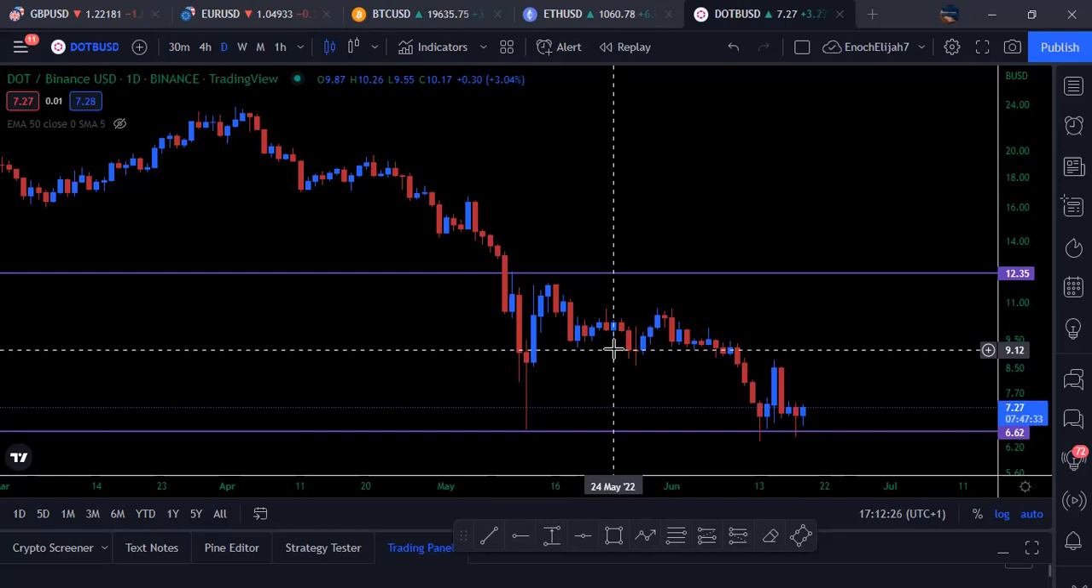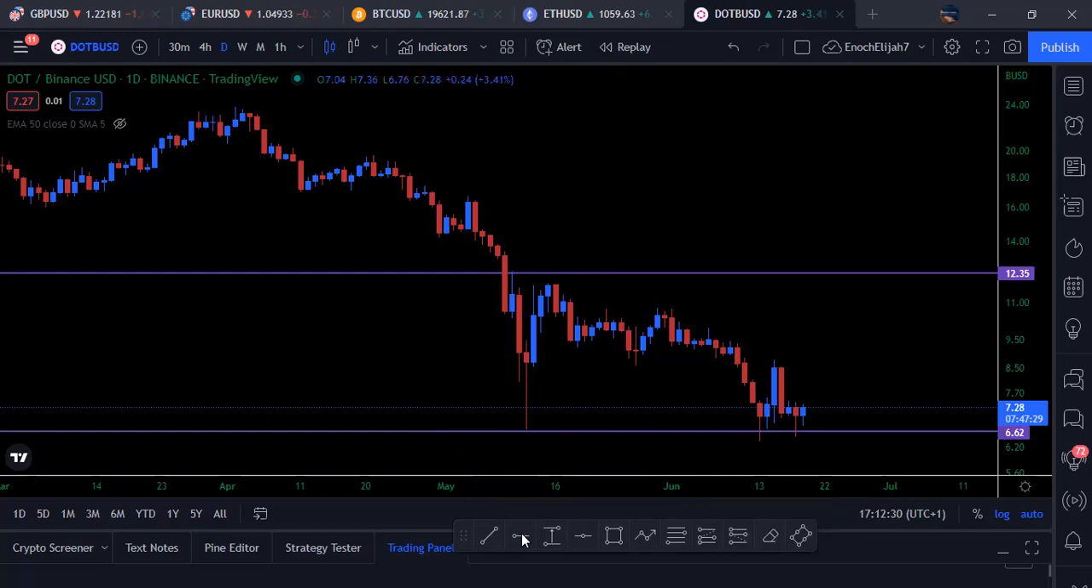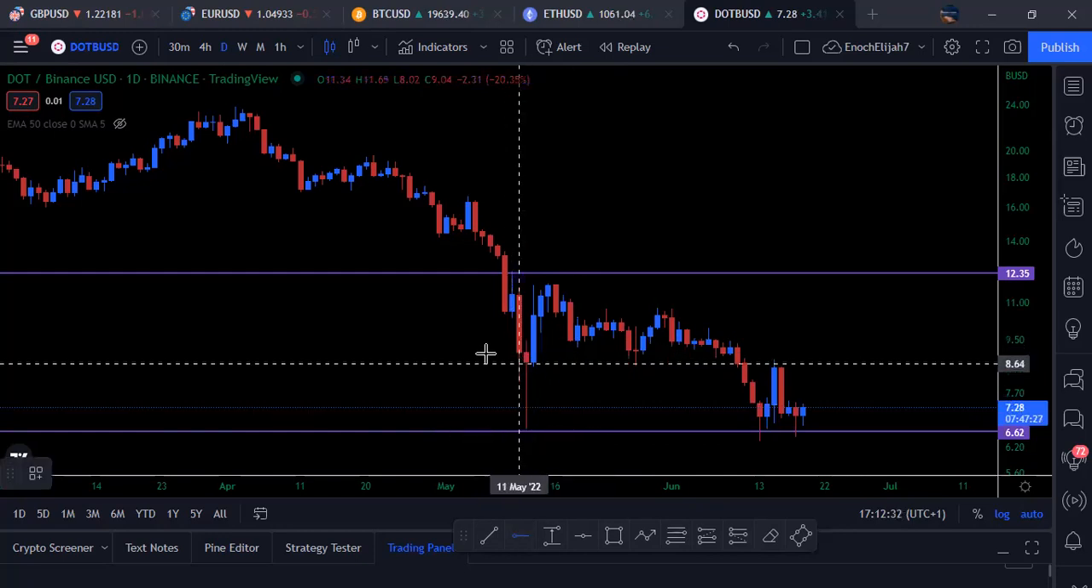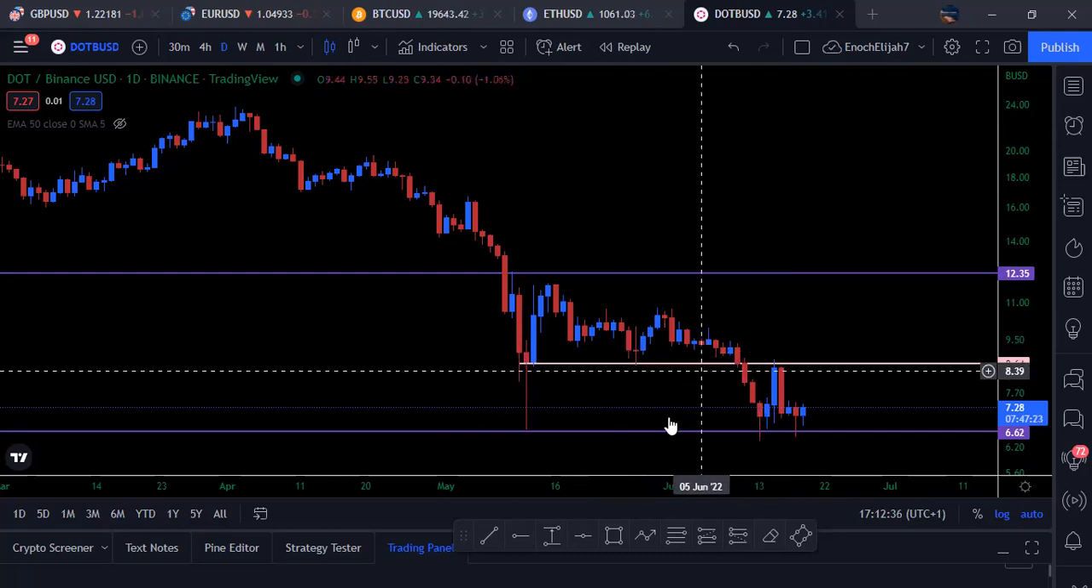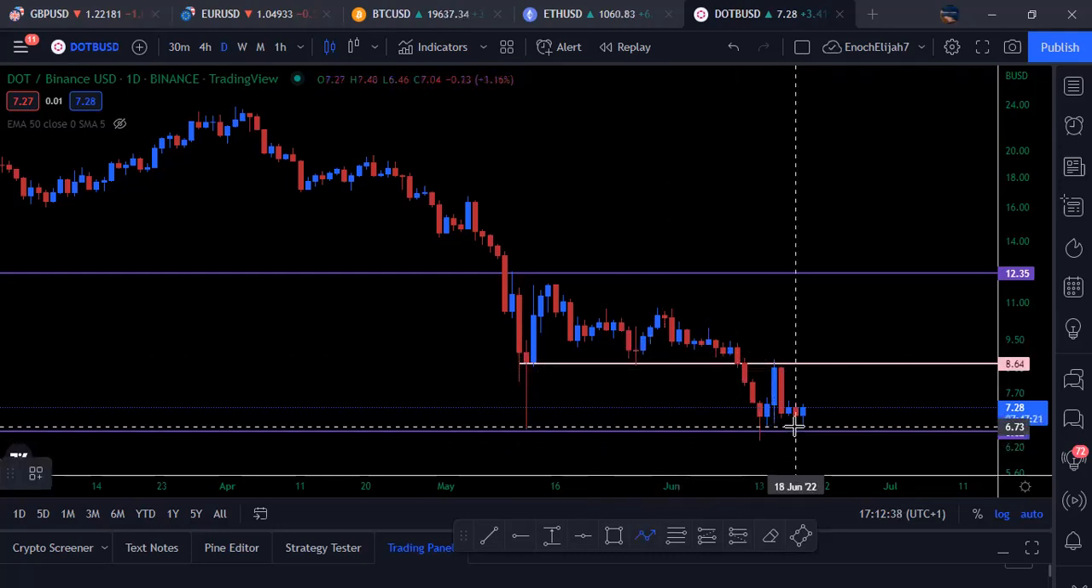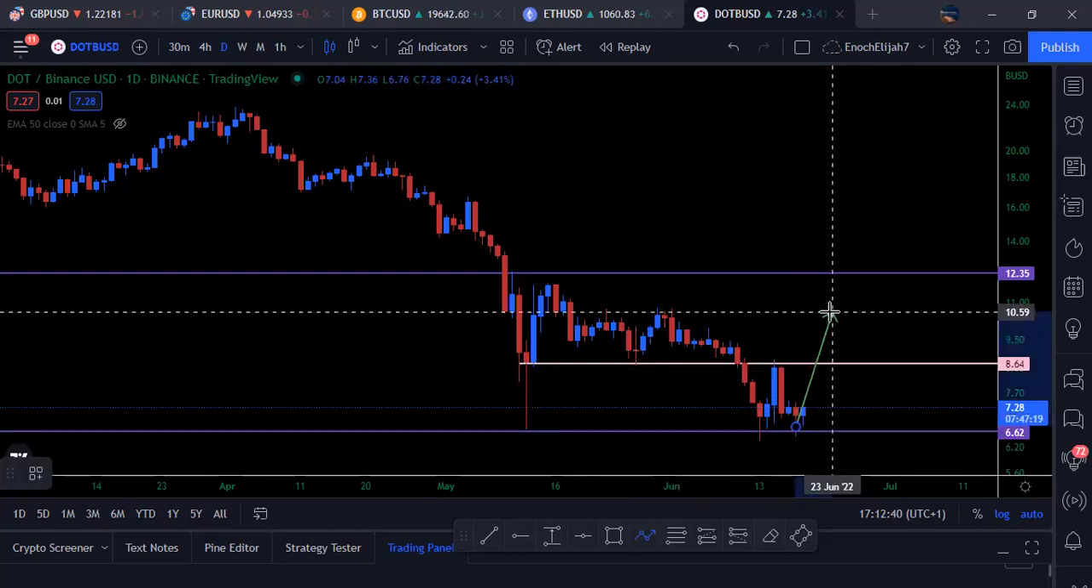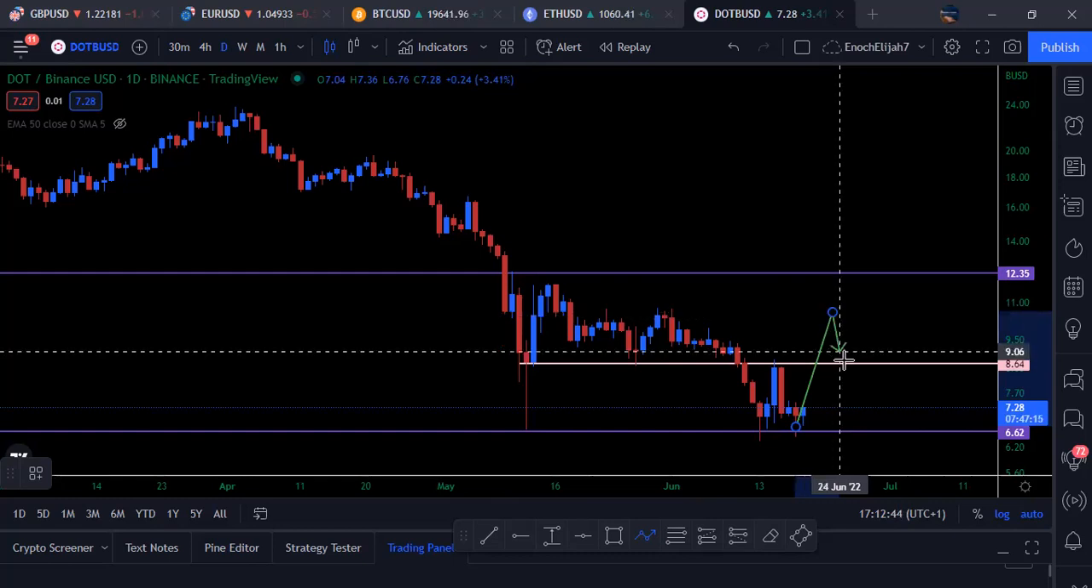Now, to be fully bullish, what should we be expecting? I want to see a break of structure. This is the last high and last low on this place. So what should we be expecting? Something like this. Once we break this resistance level, this becomes a change of structure.